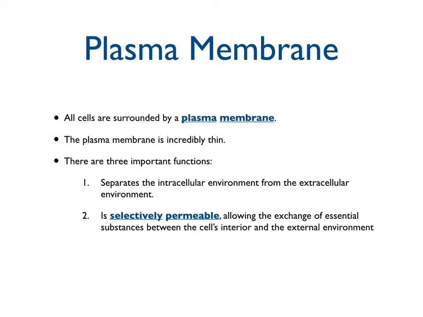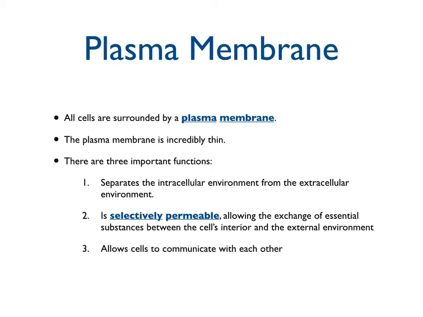The plasma membrane is also selectively permeable, which means that it regulates the exchange of substances between the cell's internal environment and its external environment. In other words, the plasma membrane chooses what can and cannot enter and leave the cell. So, for example, water and other vital nutrients can pass into the cell because the plasma membrane chooses to allow those substances to cross through it.